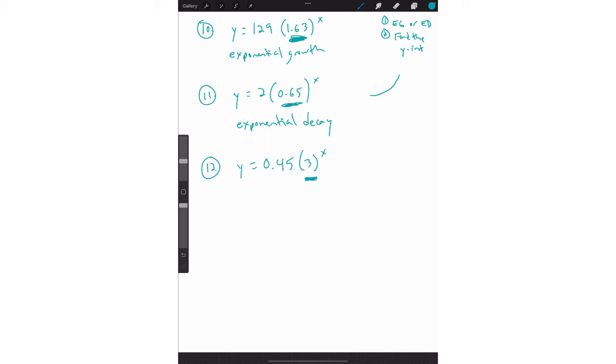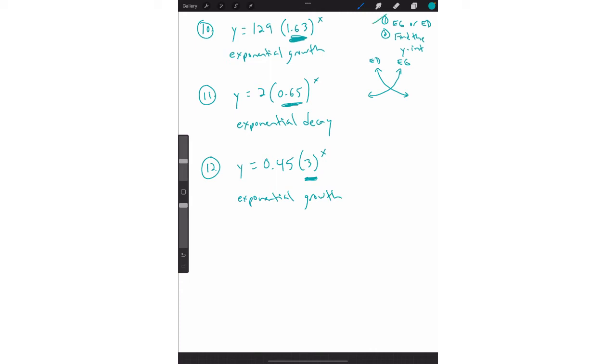Exponential growth moves upward like that. Exponential decay moves downward like that. And then in number 12, 3 is greater than 1, so that is exponential growth. All right, that was the first step.